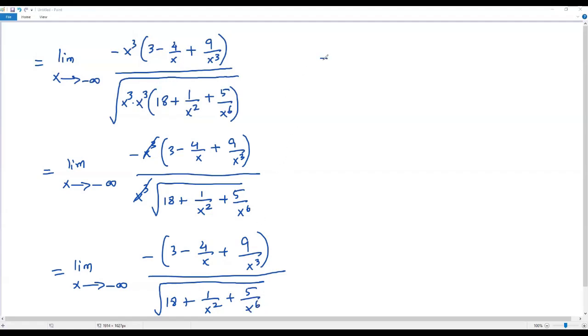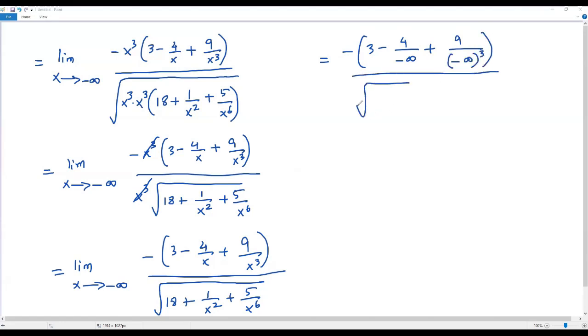Now in our next step, we can plug in the limit negative infinity for each x over here. Okay, let me do it. Negative of 3 minus 4 over, for this x, we can plug in negative infinity, plus 9 over negative infinity, whole to the third power, divided by the square root of 18 plus 1 over, for this x, we can plug in negative infinity, the whole squared, plus 5 over negative infinity, whole to the sixth power.